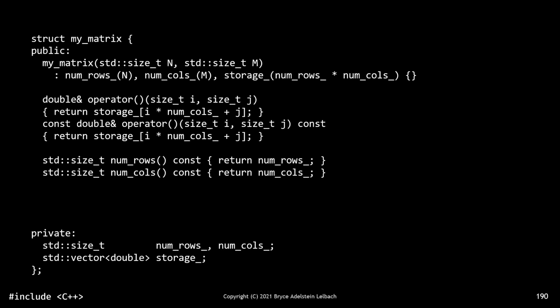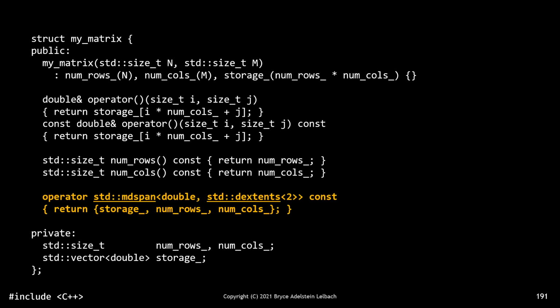For example, suppose we had our own row major matrix class. We can add a simple mdspan conversion operator, allowing us to pass our matrix class to any interfaces that expect an mdspan. In some more complex cases, we might have to write our own layout type.